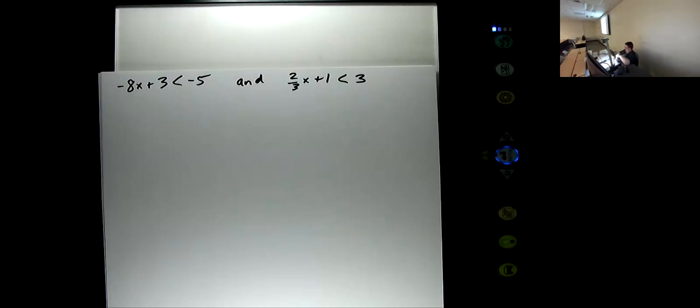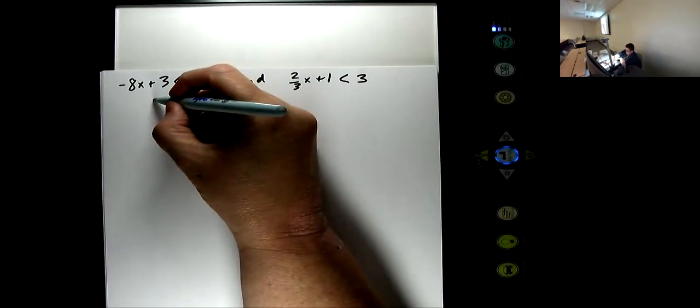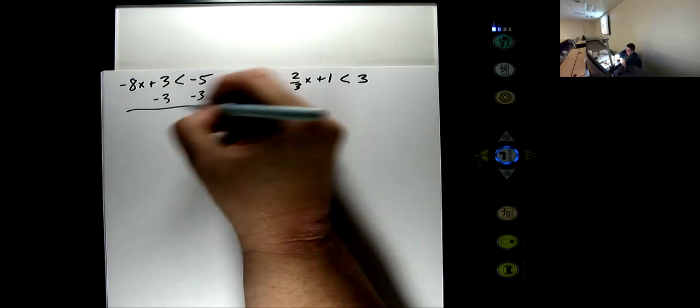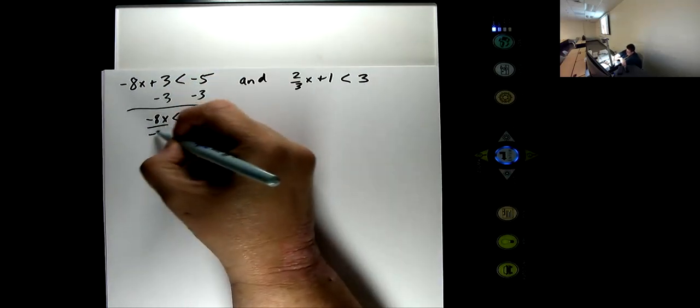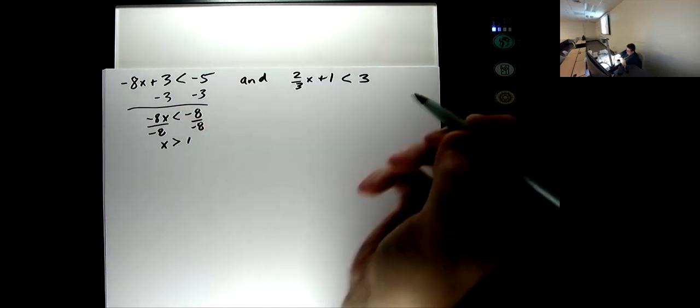All right. We subtract 3 from both sides here. We get negative 8x is less than negative 8. Divide by negative 8, and we flip the sign, we get x is greater than 1.